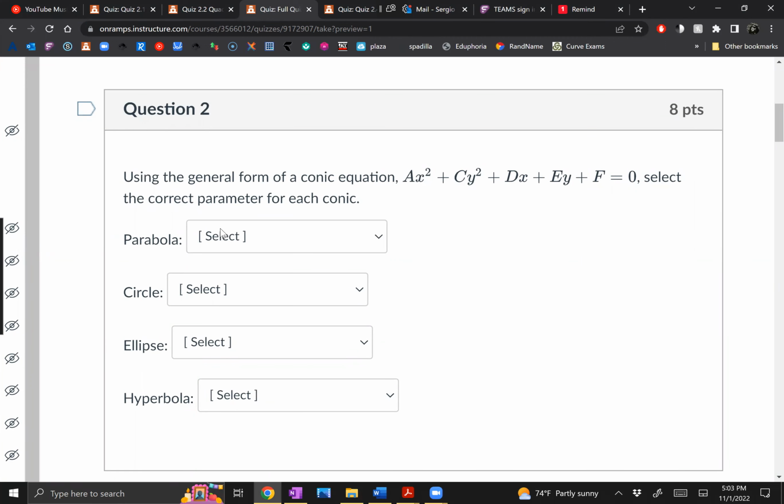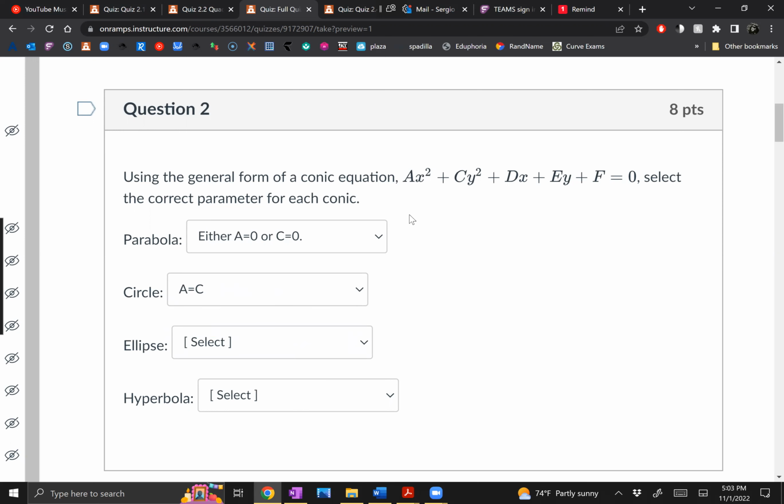So remember, in a parabola, you only have one of the variables that's squared. You either have only x squared or only y squared and not the other one. The other terms would just be x's and y's and a number. So that means that for a parabola, A equals 0 or C equals 0. On a circle, remember that you always end up having it equal to the radius squared, which means you divide both sides by the same thing. Here, I did the wrong one. A has to be equal to C.